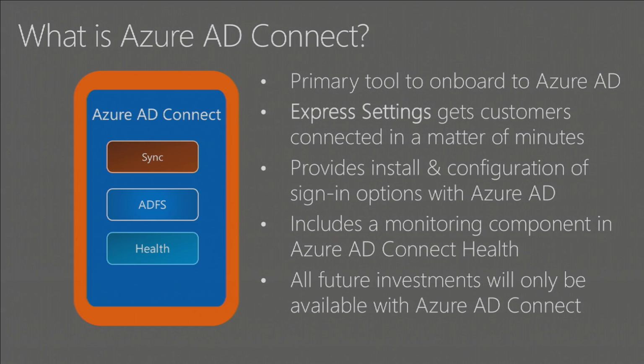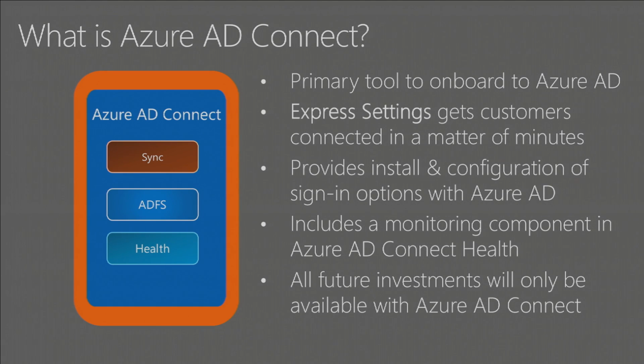There are three components as part of Azure AD Connect. One of which is the vanilla synchronization. This is about taking your on-prem identities, your users, your groups, your domains, and synchronizing that up into Azure AD, right? So think of it as sucking all your profile information and moving it to Azure AD.